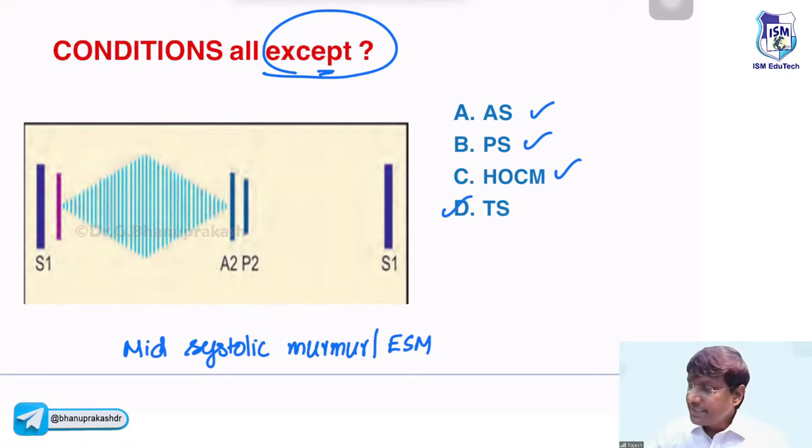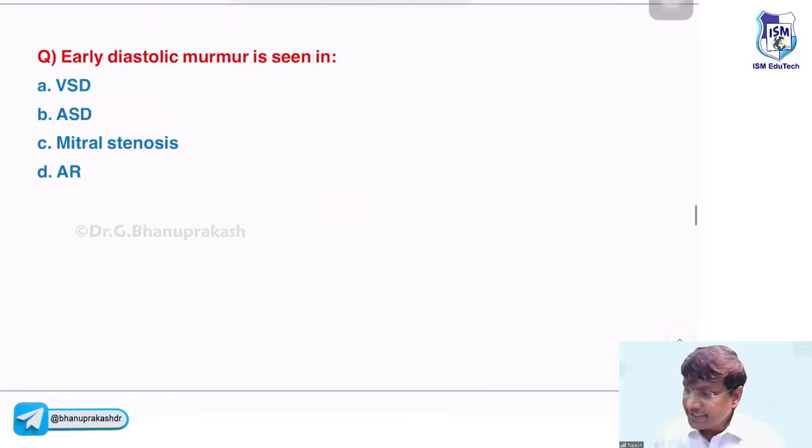So what is the answer here now? The answer is the tricuspid stenosis, where you don't have the mid-systolic murmur or ejection systolic murmur. But in the first three options, you have the presence of the mid or ejection systolic murmur, right? Yes. Next is about the diastolic murmurs.